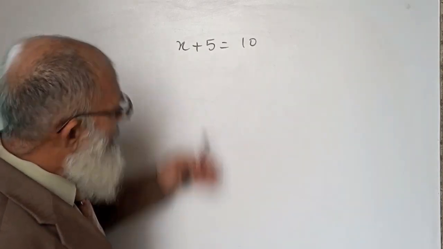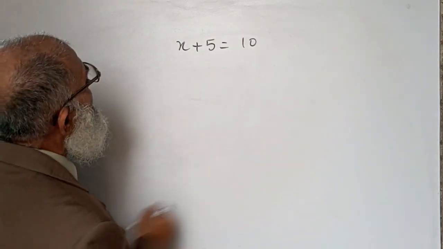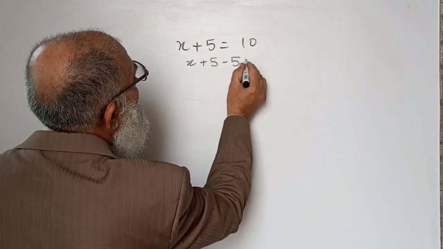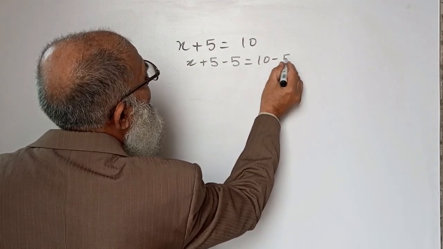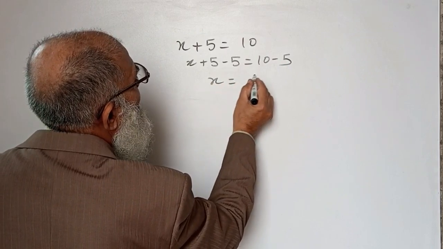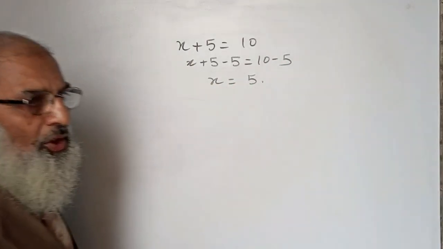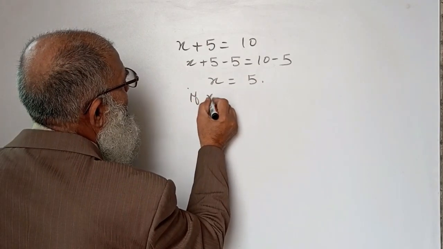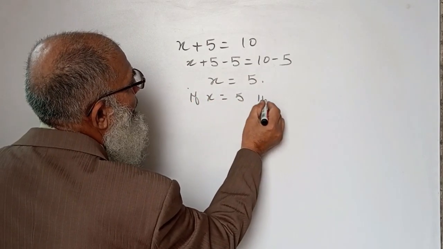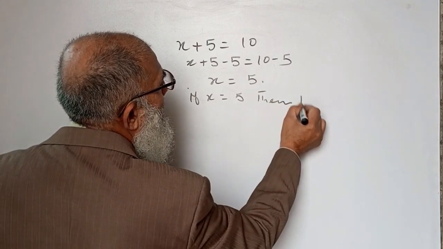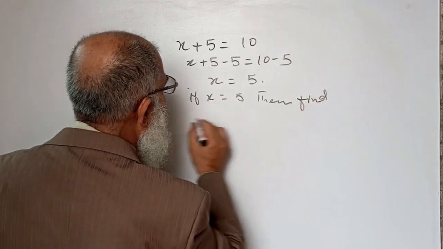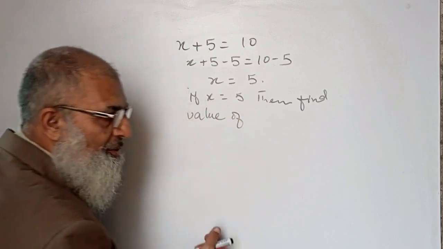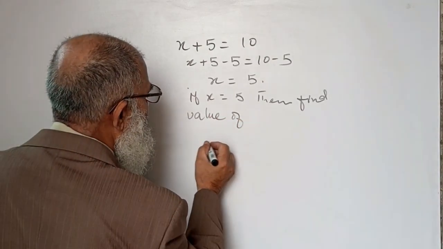And if it is also given that x is equal to 2. Now what we do here, we'll just bring this. You see that we are going to do it like this, and we will find that x is equal to 5. Or inversely, if x is equal to 5, then find the value of any expression which is written below.